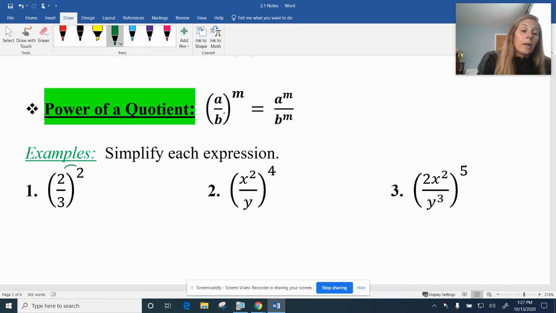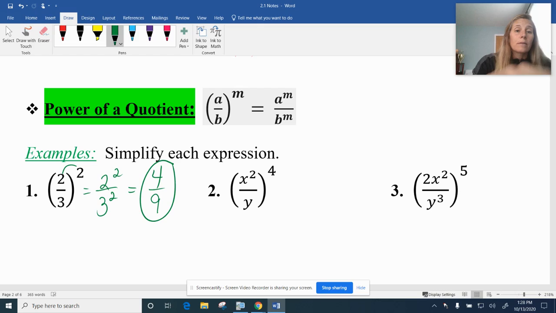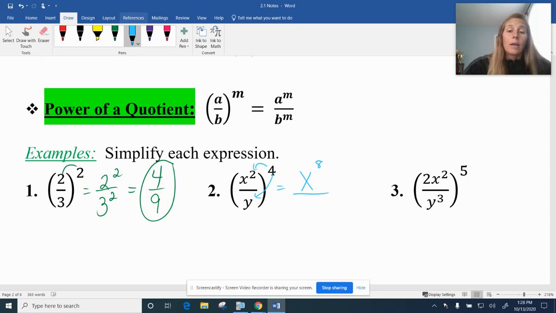So for number 1, this would become 2 to the second over 3 to the second, which of course can work out to 4/9. If we were doing number 2, the 4 is going to go to the x squared, making it x to the 8th. It will also go to the y on the bottom, making it y to the 4th.